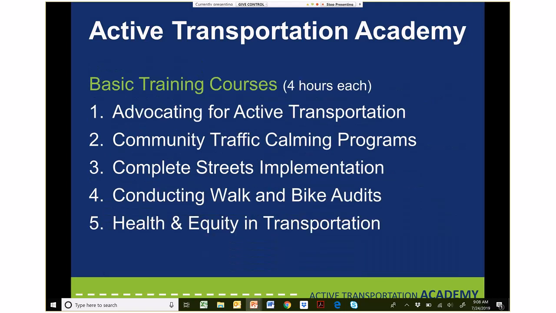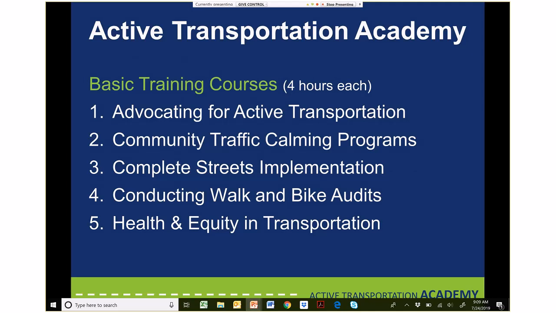We have some basic training courses. These tend to be really popular. We have the Advocating for Active Transportation, which talks about how to build advocacy within your community to get local decision makers and the different implementers on board with active transportation projects and integrating them into your community.